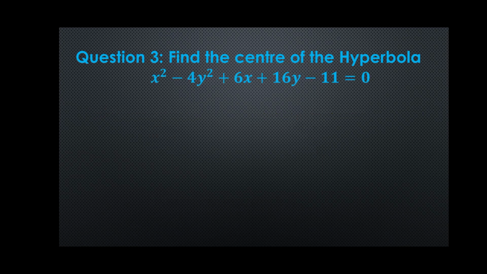Moving on to the third question. Find the center of the hyperbola x square minus 4y square plus 6x plus 16y minus 11 equal to 0. To find the x coordinate, differentiating x square plus 6x, which is 2x plus 6 equal to 0, which will be x equal to minus 3.